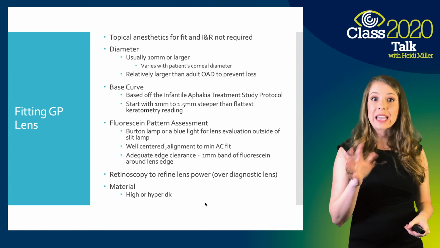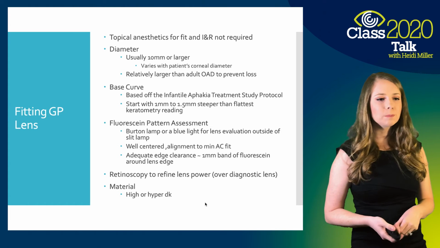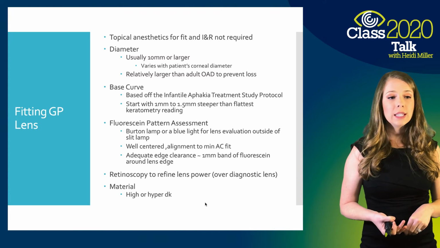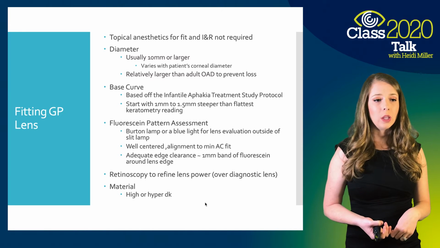You just want to start somewhere that's kind of close in the ballpark on average, and then you can adjust based off of your fluorescein assessment. When you're looking at fluorescein, you want to, like I said, outside the slit lamp, have a Burton lamp or blue light for evaluation.